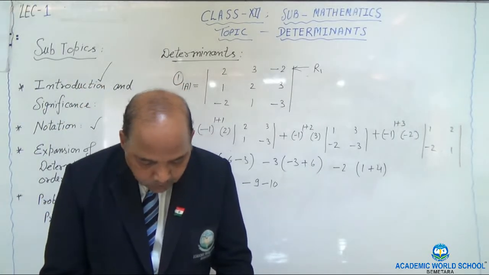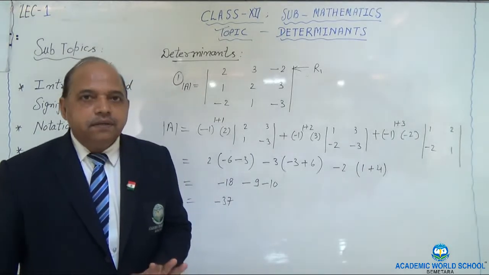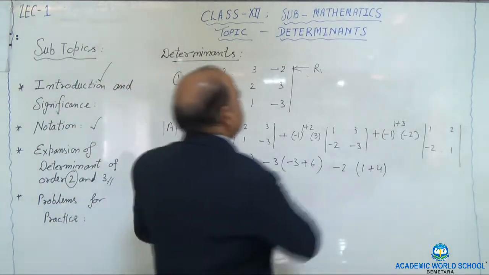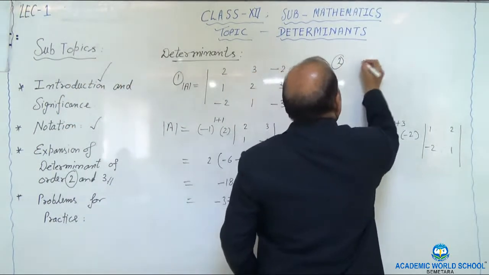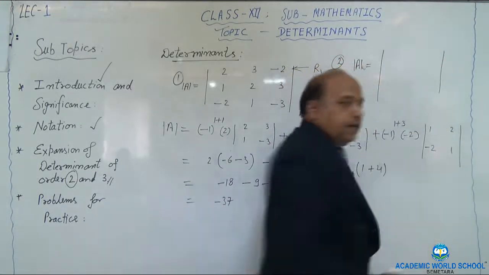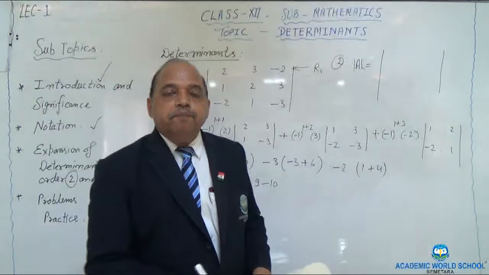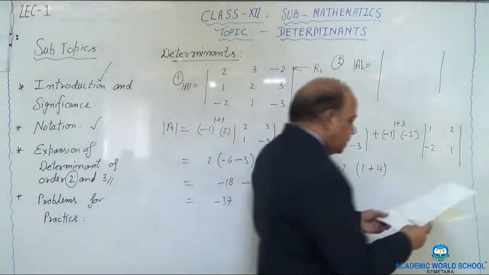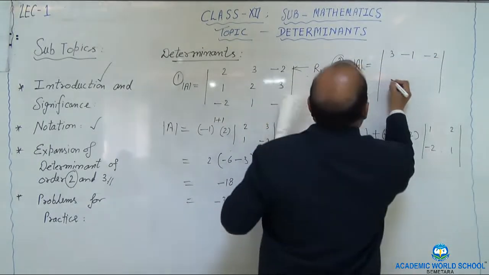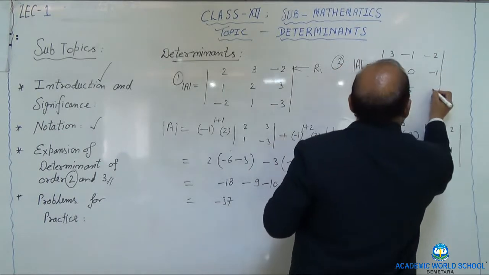Now I want to give you one very simple question. I am not going to solve it. You have to solve it. But I'll give you a clue how to solve it. This is the second question. Determinant A is given by, remember I am not going to solve it, but then you will be surprised how these properties make the solution very simple. The question is: 3, minus 1, minus 2, 0, 0, minus 1, 3, 5, 0.